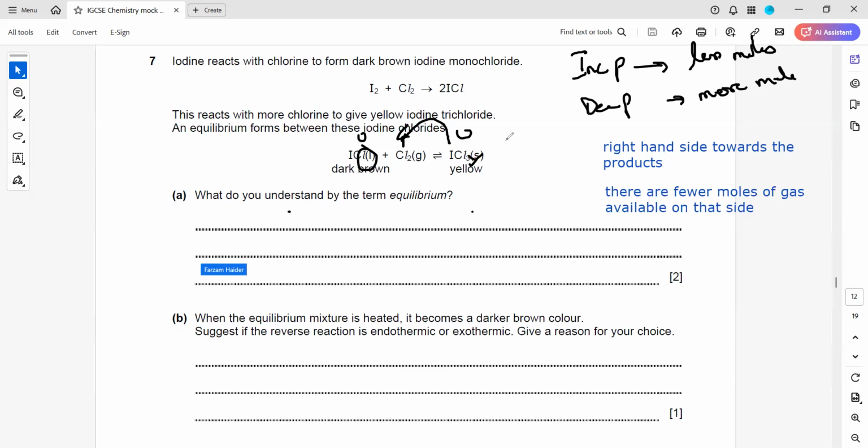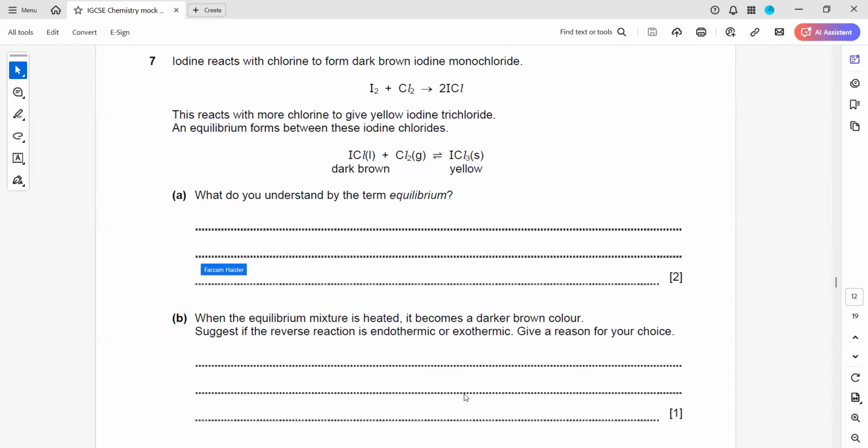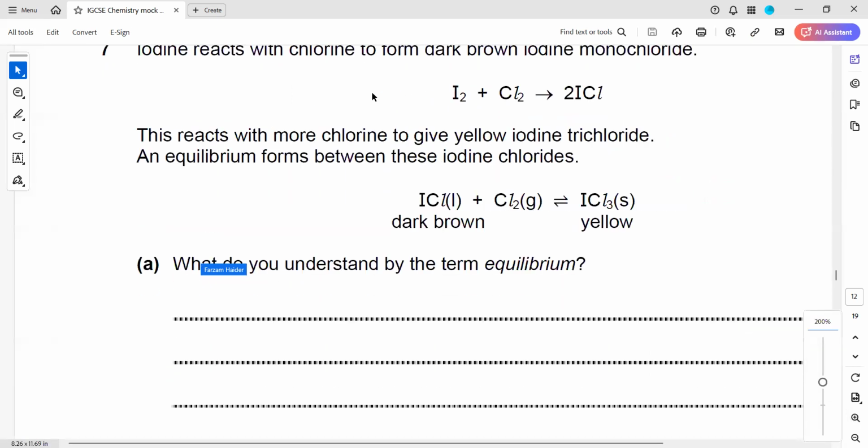Why? Because if you read the question, an increase in pressure shifts the equilibrium towards the side with fewer moles, and a decrease in pressure shifts the equilibrium towards the side with more moles. But that is the moles of gas. So in this question, when we compare the equilibrium, we have to see the states. You don't only see the amount, see the state.